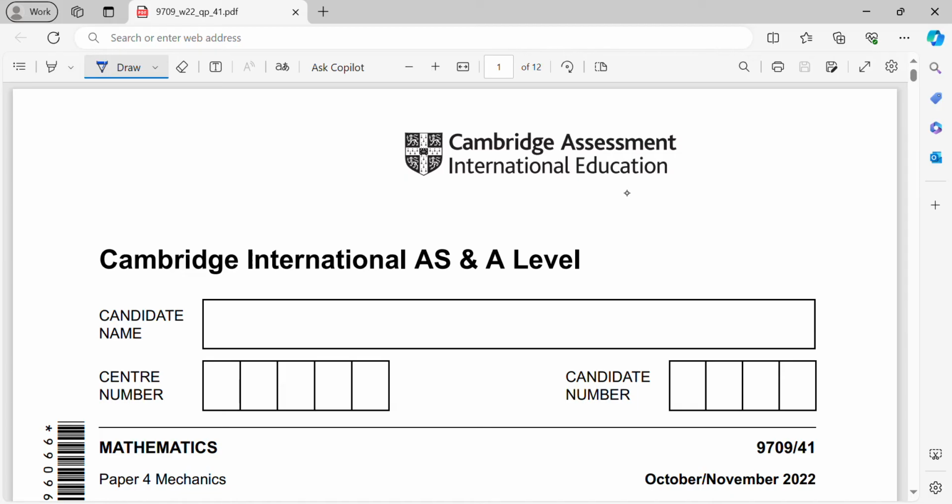This video is to discuss Cambridge International AS and A-Level Mathematics Paper 4, which is the Mechanics for October-November 2022, and the code is 9709/41. Okay, so let's move on to question number 1.